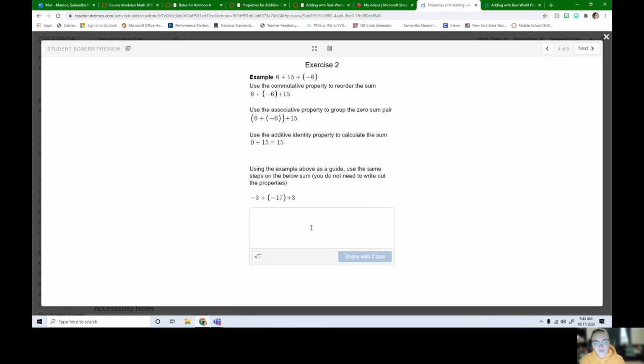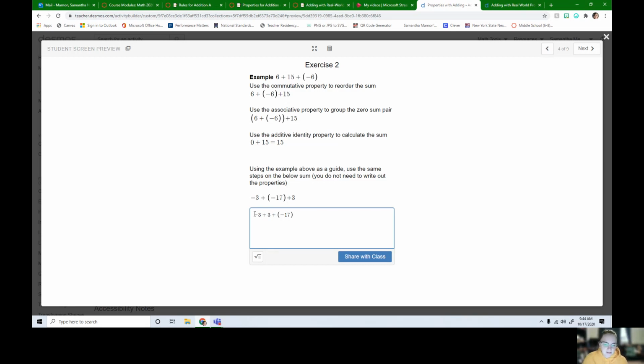Okay, so I'm going to show you the 2 ways. The first way is the way that this example is and the way we did the first exercise. So that's going to be putting those additive inverses next to each other and zeroing them out. So I'm going to start by hitting the type math button. I'm going to use my commutative property and I'm going to put that 3 next to the negative 3. So I'm going to have negative 3 plus 3 plus negative 17.